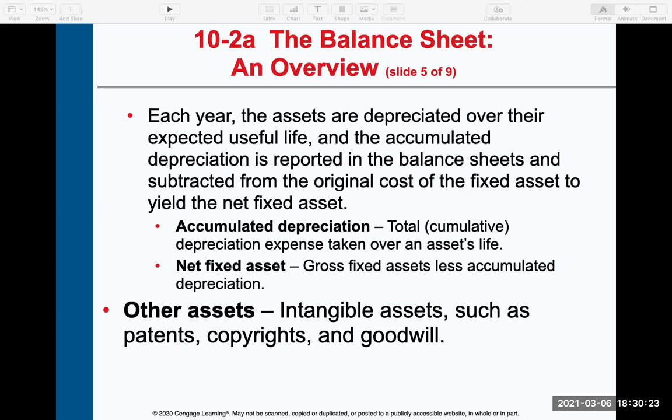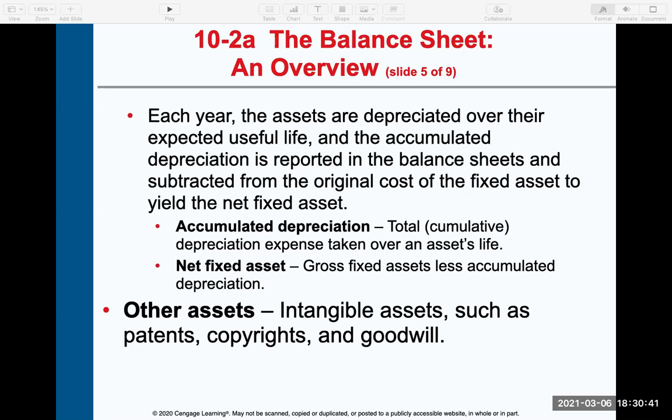I think that was kind of confusing, but let me know. You can always ask me in the messages if that was confusing. The next thing is the net fixed asset, which is the gross fixed asset, which is the original cost of the asset, subtracted by the cumulative depreciation, which I just said, right? That's going to be listed in the actual statement.